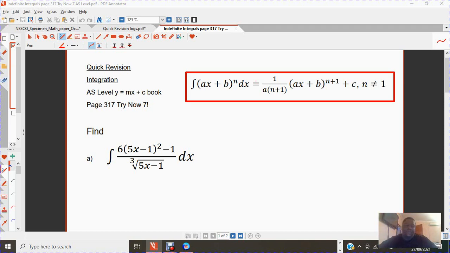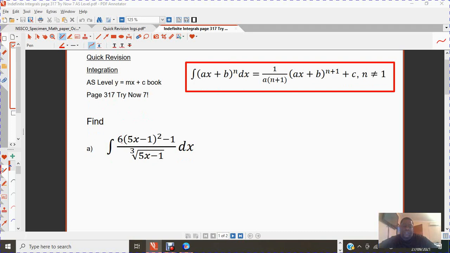So I have here two questions that I would like you to try out. It's on integration, and the first one says you must find the integral of 6 times the quantity 5x minus 1 all squared minus 1, all upon the cube root of 5x minus 1, with respect to x.